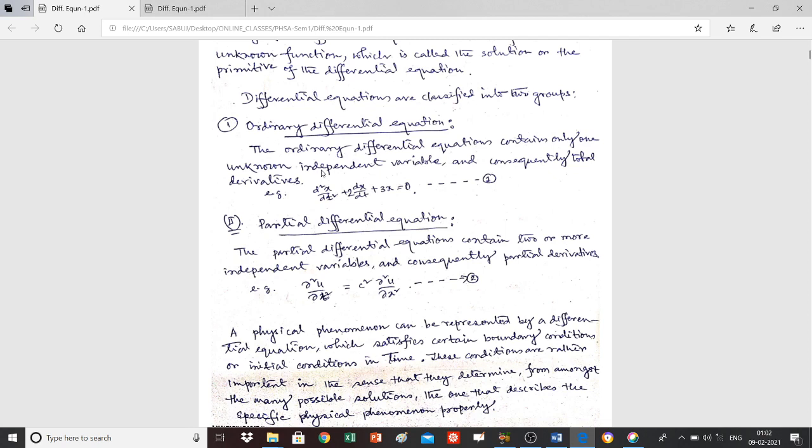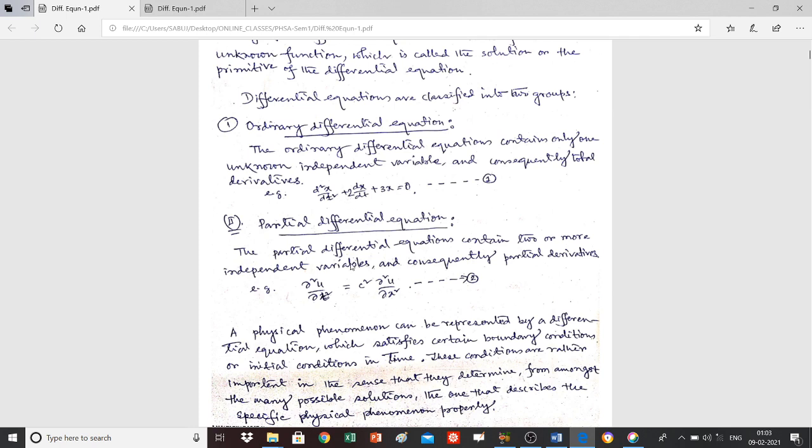See this example: d2x by dt square plus 2 dx by dt plus 3x is equal to 0. This is an example of an ordinary differential equation. Why? Because in this relation, there are two variables involved. Number one is x and number two is t. Here t is the independent variable, whereas x is the dependent variable. So the number of independent variables is only one, that means t only. So this belongs to ordinary differential equations.